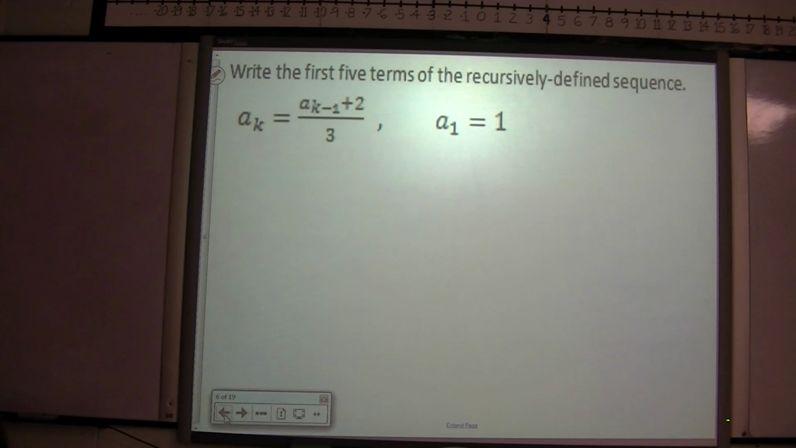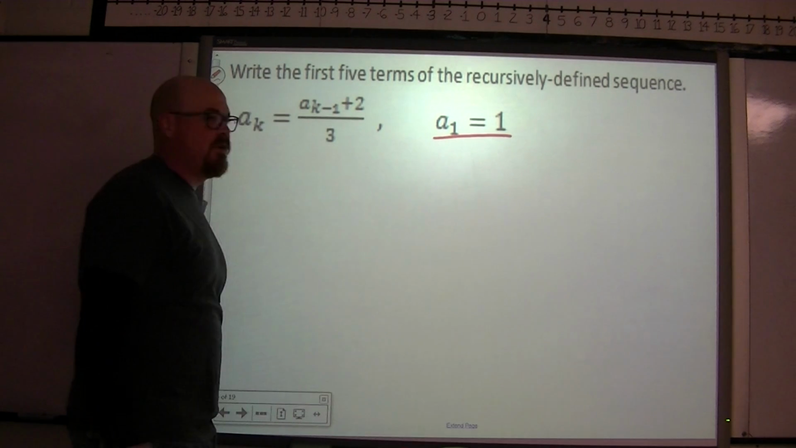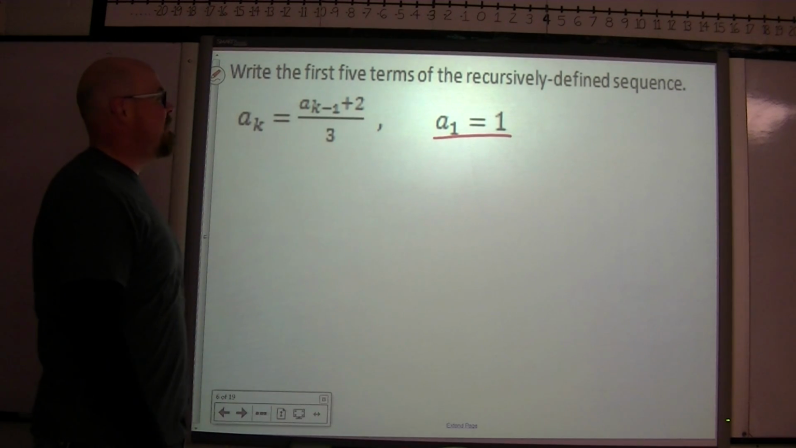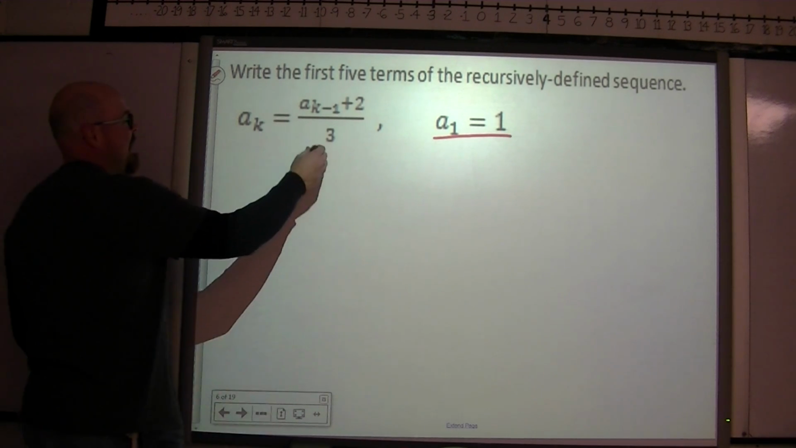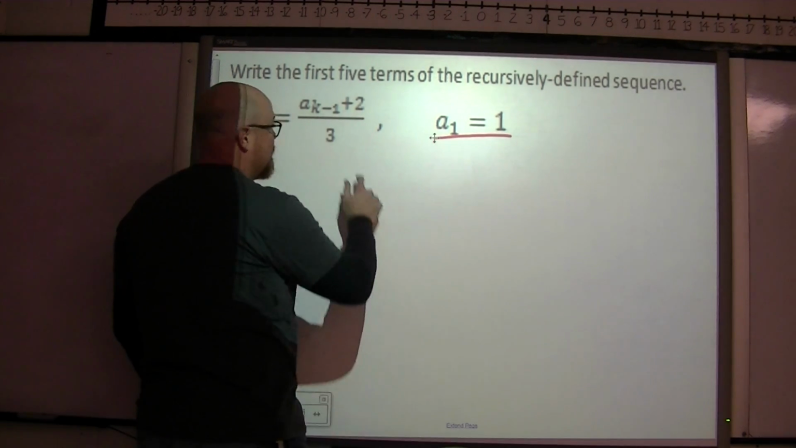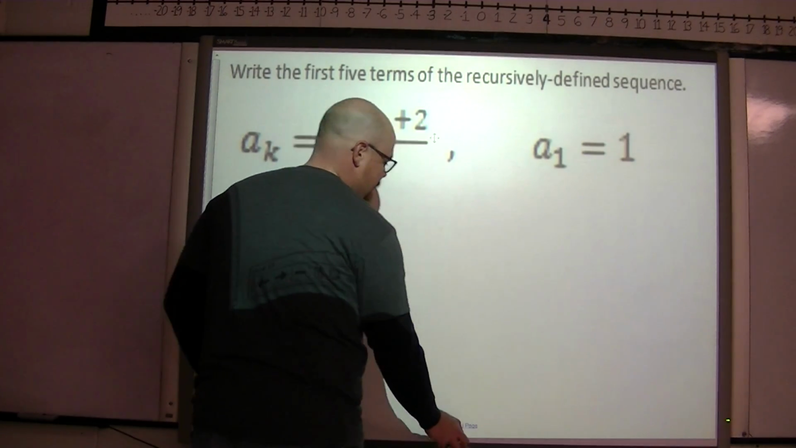So, another problem, this one's going to be a little bit easier because they actually give us the first term, right? In the previous one, they didn't give us that first term, they gave us the second term. That one's a little bit more complicated. But again, recursively defined rules. What are they giving us?